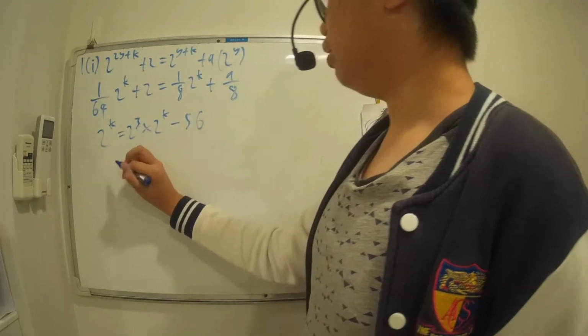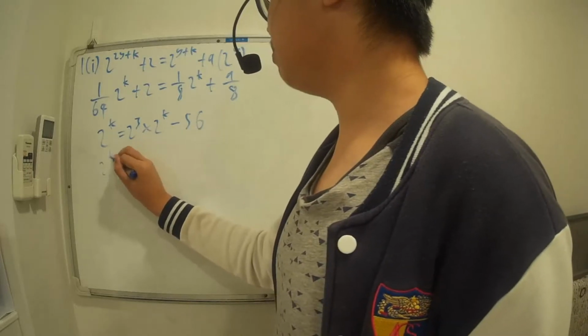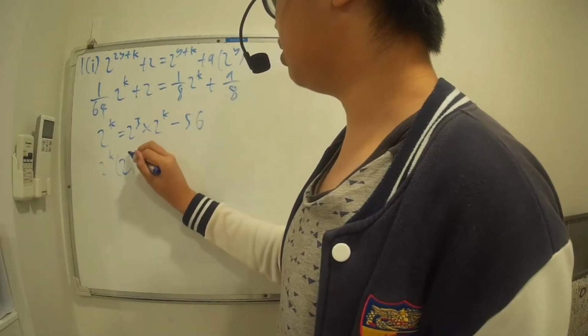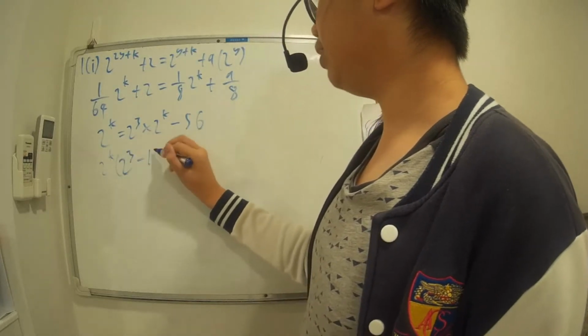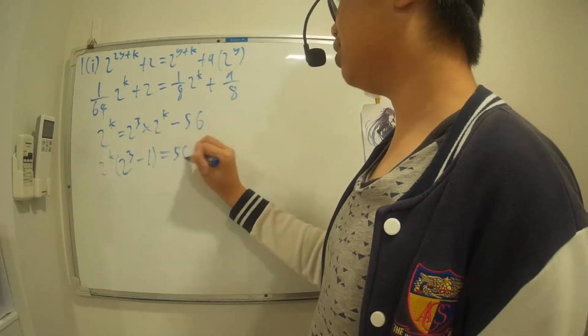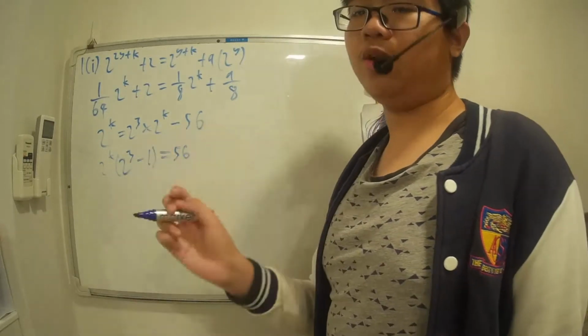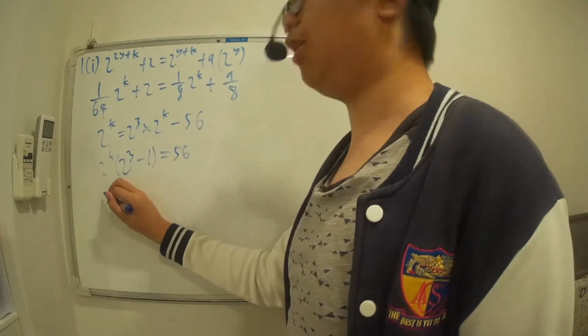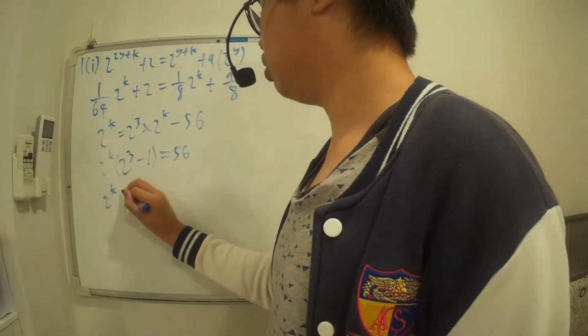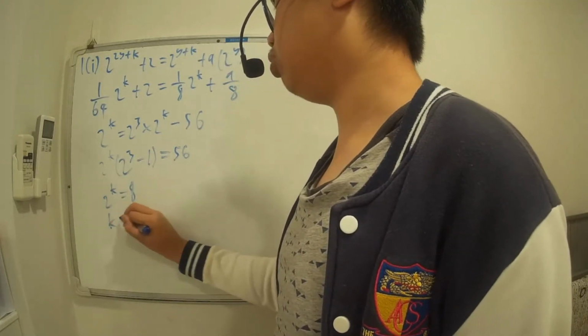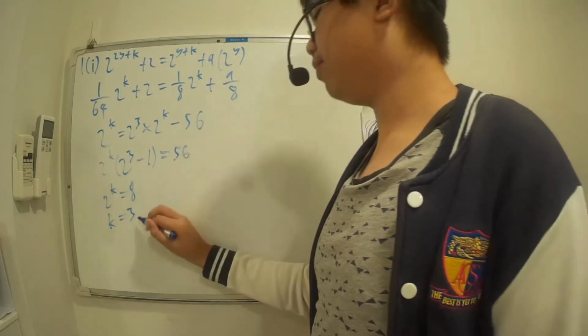So then I have 2 to the k, 2 to the third power minus 1, being equal to 56. And of course, 2 to the third power minus 1 is just 7, which means that 2 to the power of k is 8. k is equal to 3. Alright?